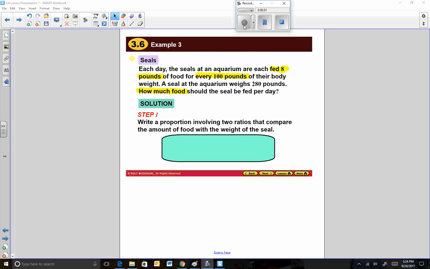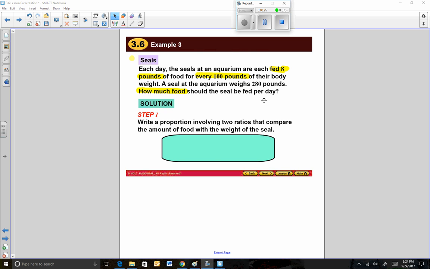Class, we're going to look at how you make a proportion work for a word problem, and when you can use it. First of all, let's look at this scenario. Seals. Each day, the seals at an aquarium are each fed 8 pounds of food for every 100 pounds of their body weight. A seal at the aquarium weighs 280 pounds. How much food should the seal be fed per day?